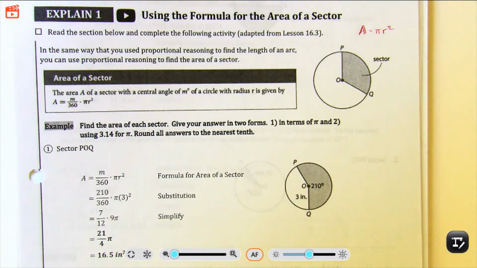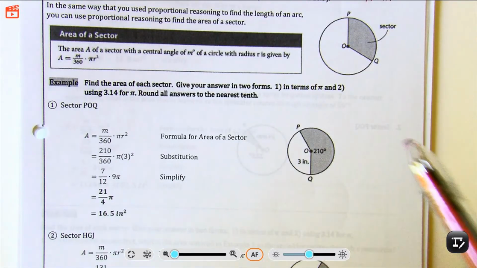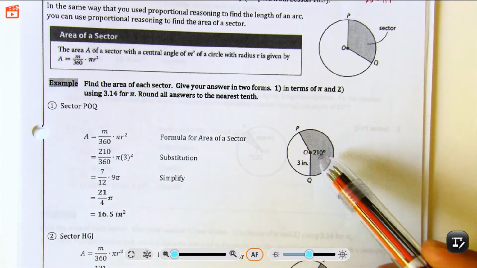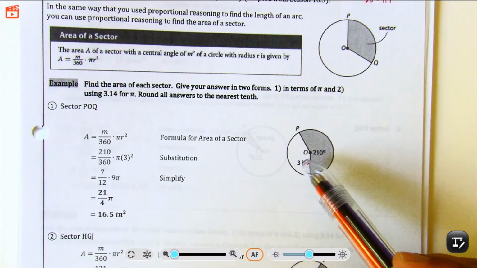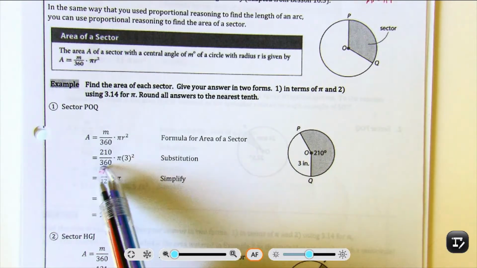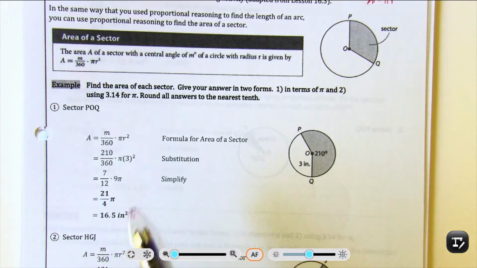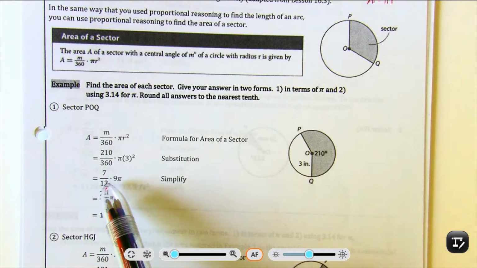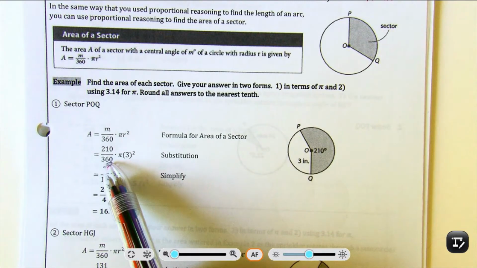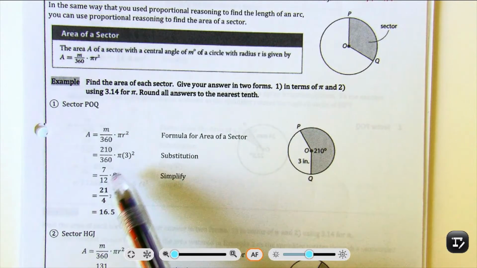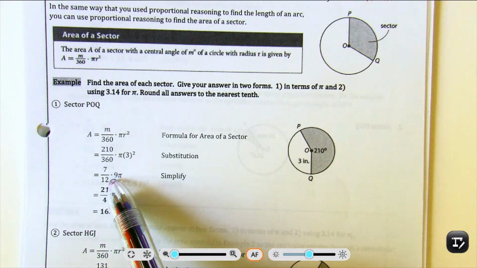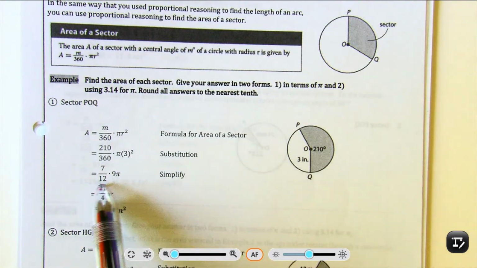So in this first example, looking at this picture here, we want to find out what this sector area is. Now the central angle is 210, the radius is 3. So 210 over 360 times pi r squared. So notice what they did here was they simplified the fraction. 210 over 360 reduces to 7 over 12. 3 squared is 9. And then they simplified 7 over 12 times 9 to 21 over 4.